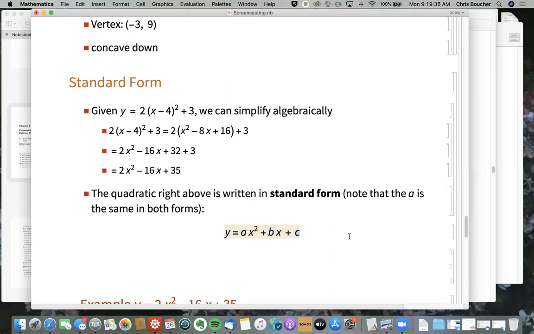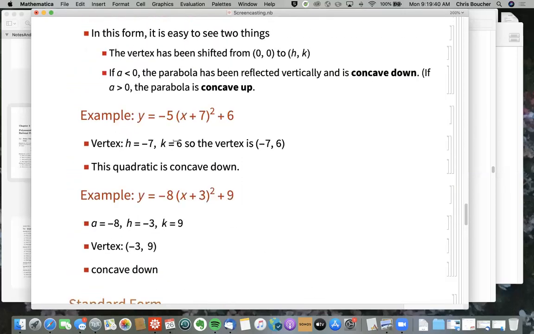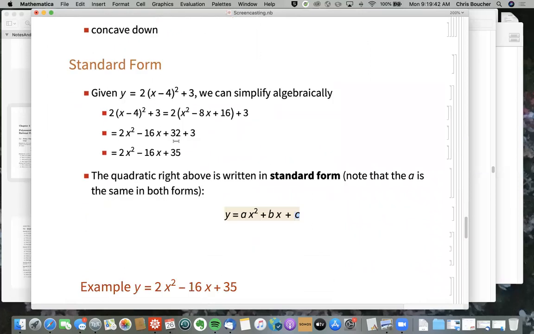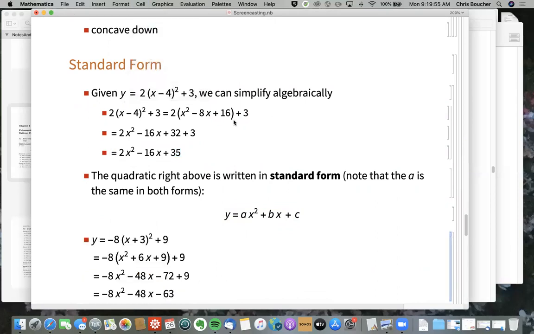So a is the coefficient of the x squared. And notice that the a is the same in vertex form and standard form. The advantage of this is that even if we started with it in standard form, I can recognize from that blue expression that this is a concave up parabola because the a is positive. All right, let's see what else here.